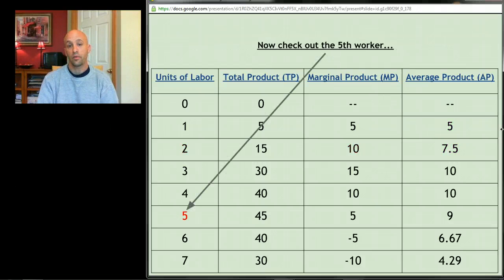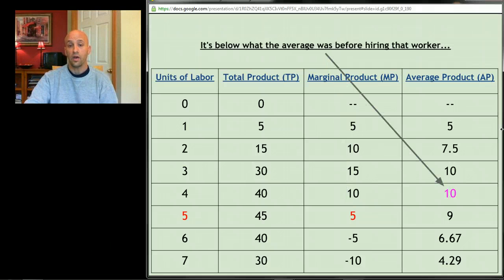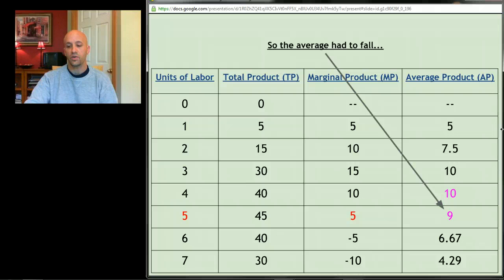Or take a look at another worker, the fifth worker. And specifically, again, look at the marginal product of that fifth worker, which is 5. Notice that the average before that worker was 10. The fifth worker's marginal product is below that average, and so that average has to fall. In this case, it's going to fall to 9. Marginals act like magnets to averages. They pull them. So if that next worker has a marginal product that's greater than the average, the average will rise. If the next worker has a marginal product that's lower than the average, the average will fall.